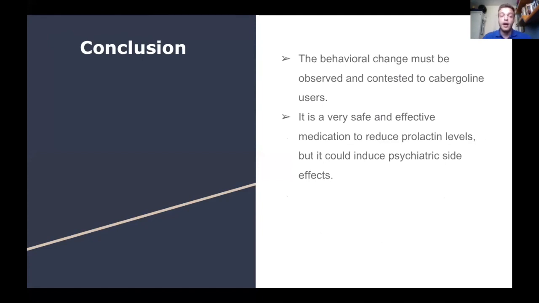So to summarize, the behavioral change must be observed and questioned by cabergoline users. Even though it is a very safe and effective medication to reduce prolactin levels, it could induce psychiatric side effects associated with it.